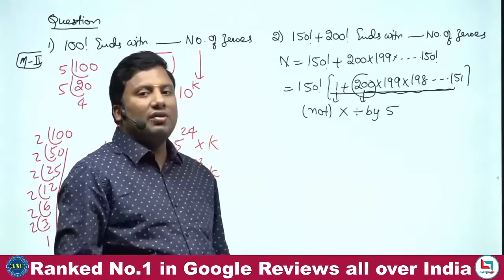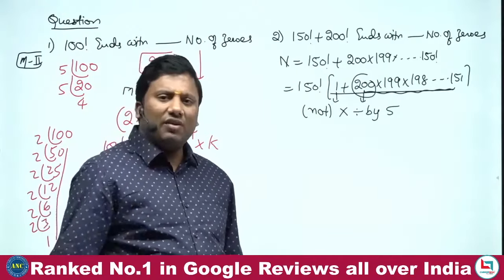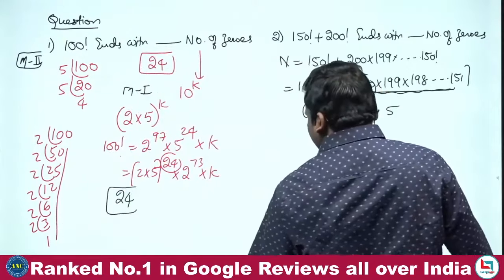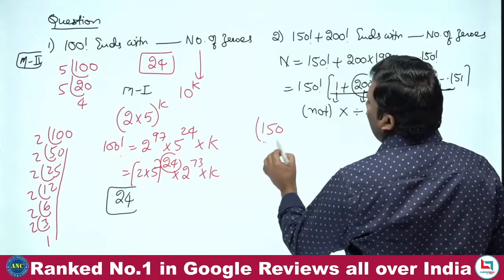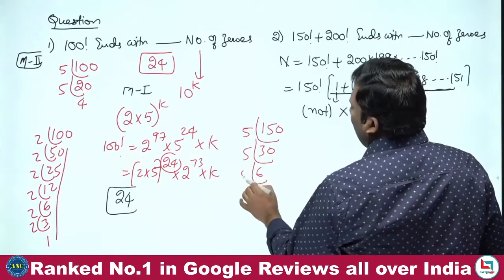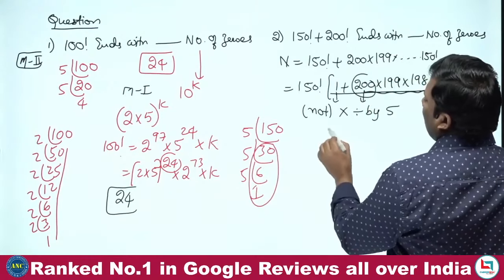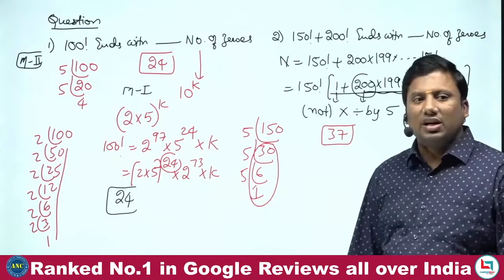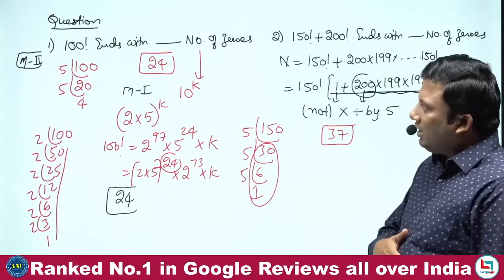If a number is not divisible by 5, can it be written as a power of 5 into something? No. 13 is not divisible by 5. Can it be written as 5 into something? No. So no power of 5 will come. So for 150 factorial, the number of zeros at the end depends on the highest power of 5. So the answer is 30 plus 6 plus 1. The number of zeros at the end is 37. Very, very simple question. I hope the idea is clear.